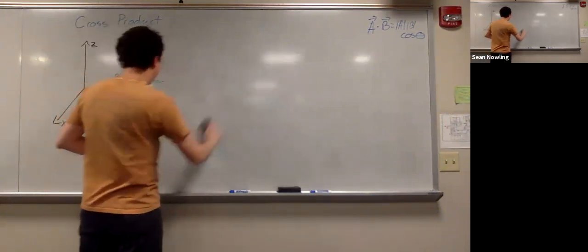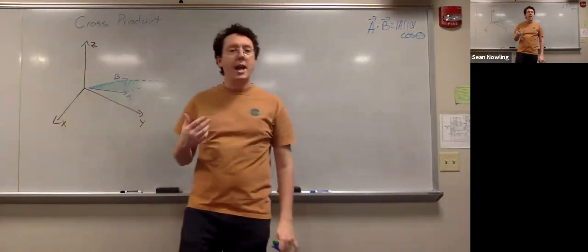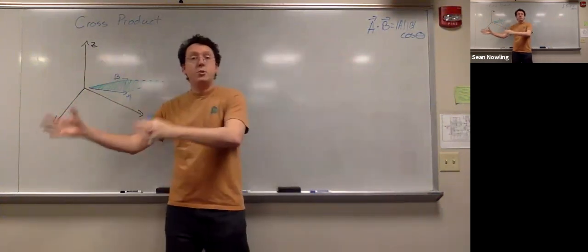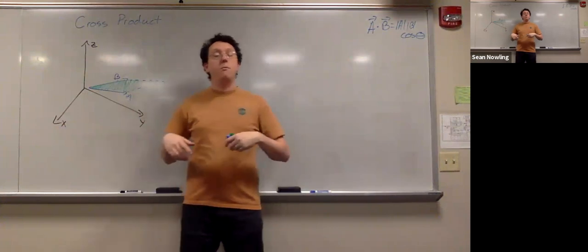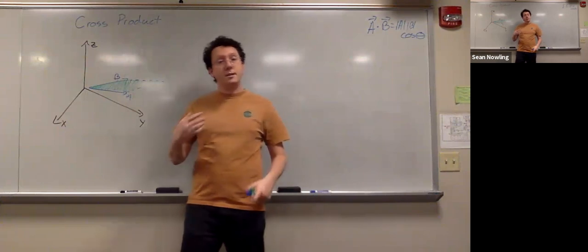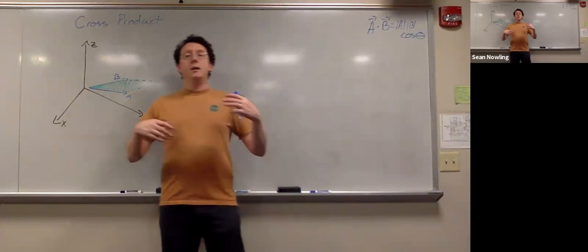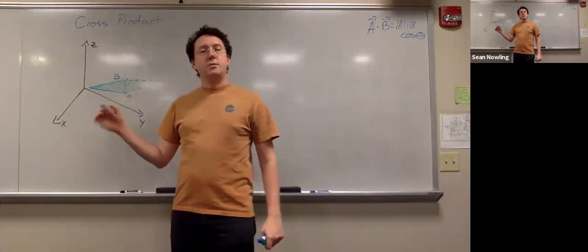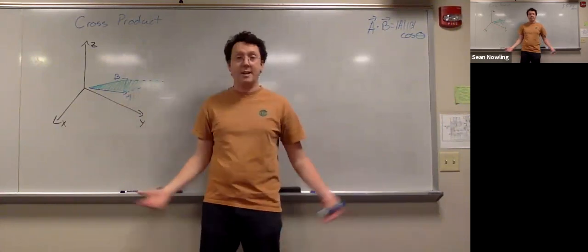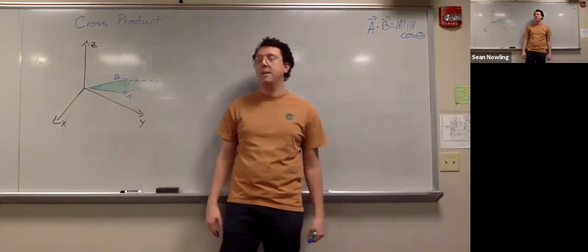So here's the deal. The cross product between A and B is going to take two vectors, A and B, and produce another vector. So a dot product takes two vectors and produces a scalar. A cross product takes two vectors and produces a vector. You say, awesome, why didn't we start with this? This sounds like the way we should have defined product in the first place for vectors.